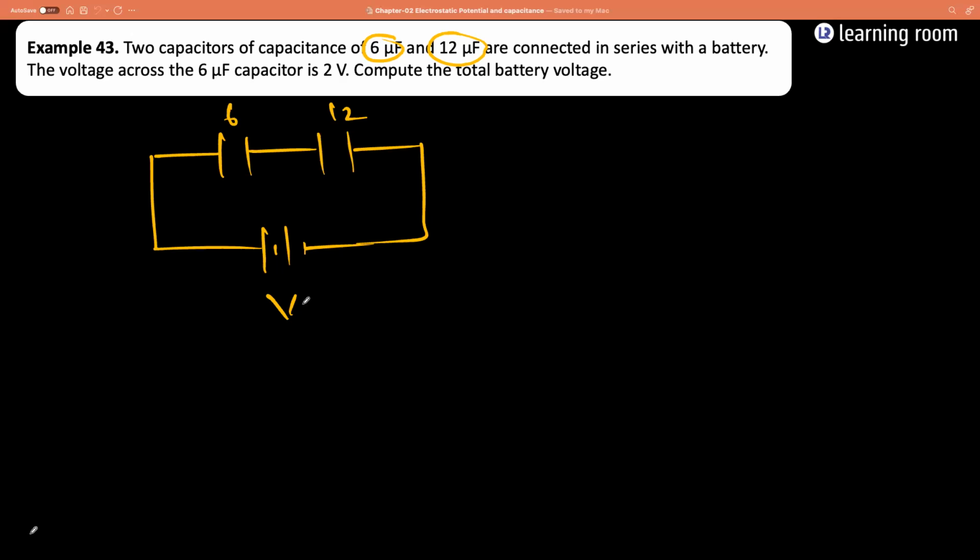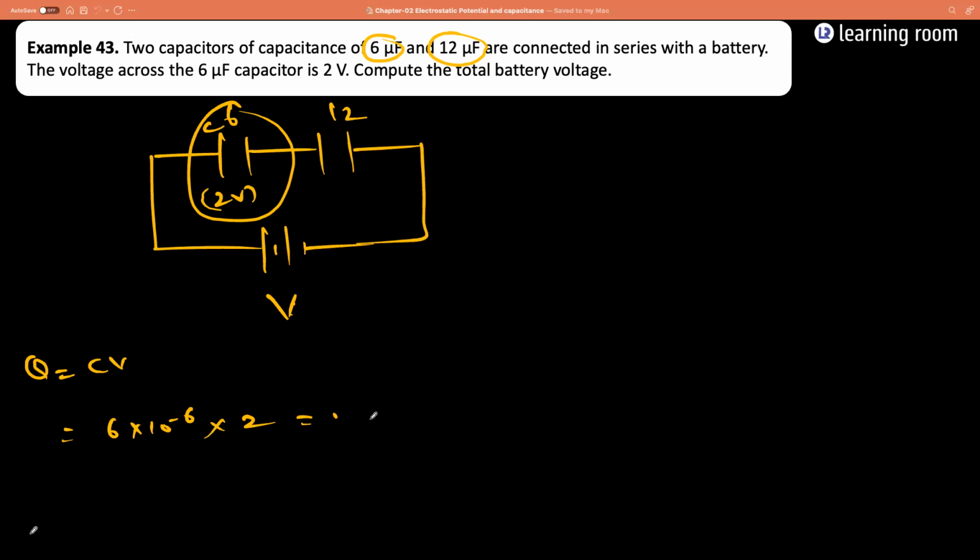Sir, first we can calculate the charge across the 6 microfarad capacitor. Since they're connected in series, the charge would be the same. From there, you calculate the potential difference and add them. Yes, correct. They have given the capacitance. So what is the relation between charge, capacitance, and potential difference? Q is equal to CV. So C is 6 into 10 power minus 6, into V which is 2. That is going to be 12 into 10 power minus 6 coulomb, right?